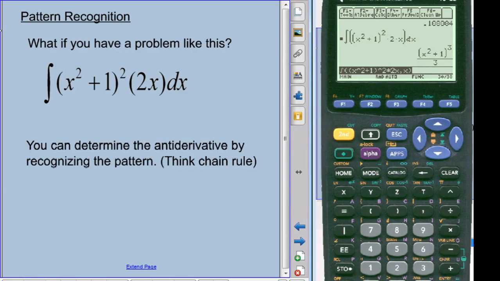Let's begin. The first part of this is about pattern recognition. What if I gave you a problem like this, and we haven't found a rule or talked about a rule where you could do this antiderivative? You could do this by recognizing a pattern.